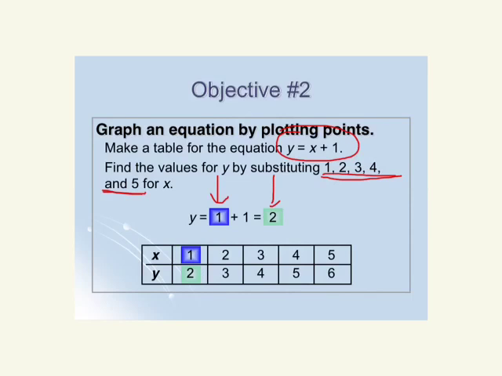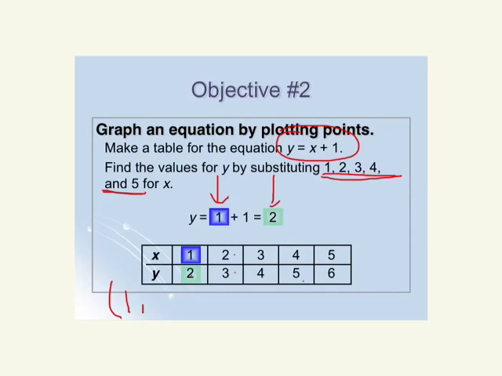So we plug 1 in, 1 plus 1 is 2. We plug 2 in, 2 plus 1 is 3. We plug 3 in, 3 plus 1 is 4. We plug 4 in, 4 plus 1 is 5. And plug 5 in, 5 plus 1 is 6. So here's the table of values this way.